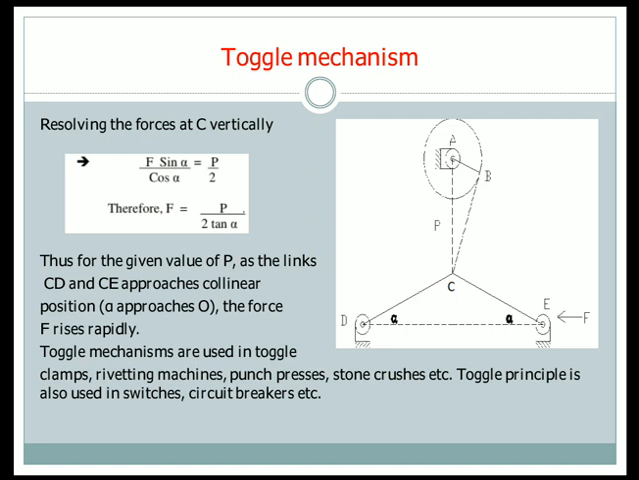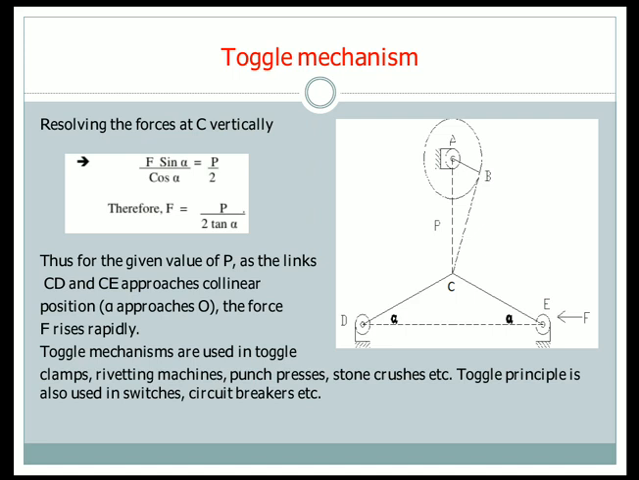Thus for a given value of P, for any value of P, as the links CD and CE approach the collinear position, that is when the angle alpha is decreasing or tending to 0, the force F rises rapidly, and the force will be maximum for the condition alpha is equal to 0. When the angle alpha is equal to 0, the force F will be maximum.